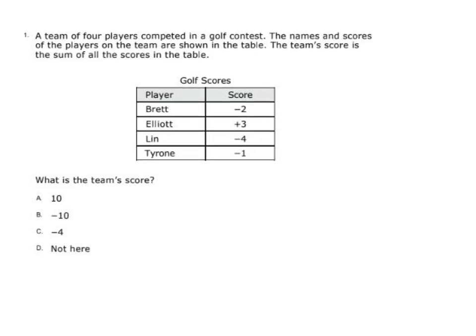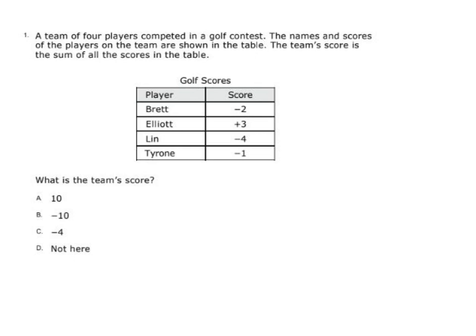Number 1, a team of 4 players competed in a golf contest. The names and scores of the players on the team are shown in the table. The team score is the sum of all the scores in the table. What is the team's score? So you have Brett with -2, Elliot with +3, Lynn with -4, and Tyrone with -1. So we're going to go ahead and combine all those.